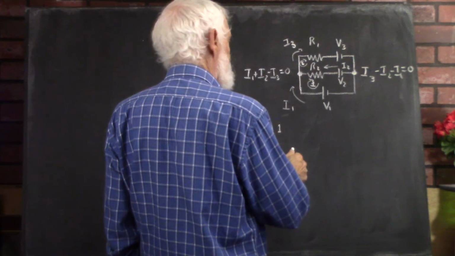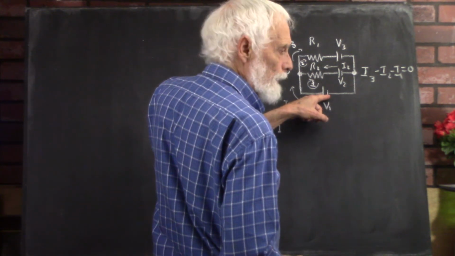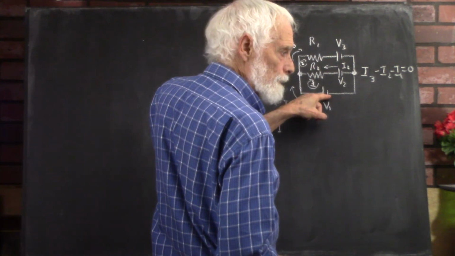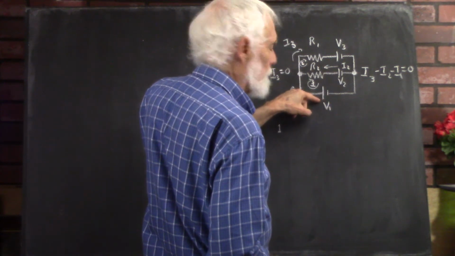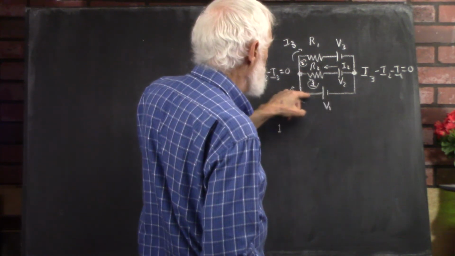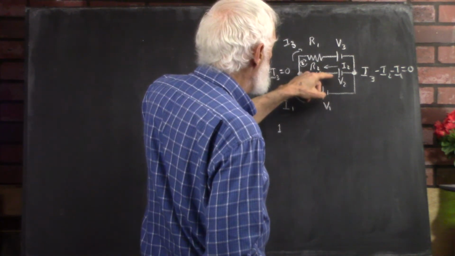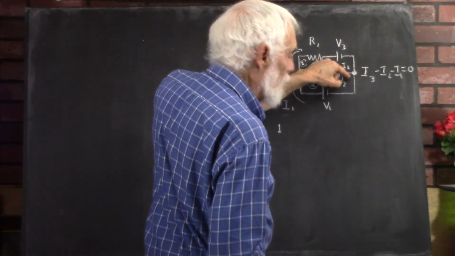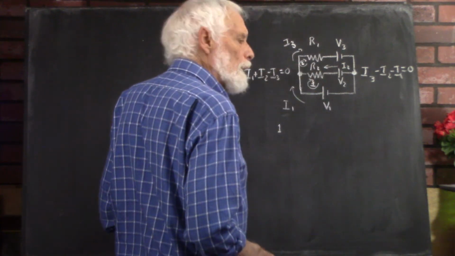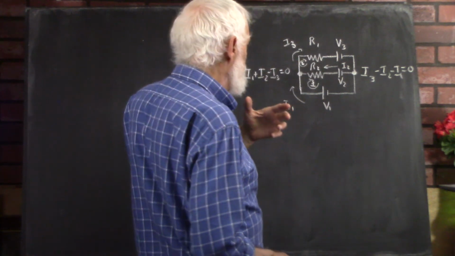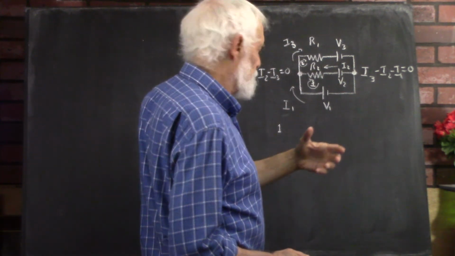In loop 1, if you go from the short, which is the negative terminal, to the long, which is the positive terminal, your voltage goes up. So if you go from here to here, your voltage goes up by V1. If you go around the loop to here, your voltage goes down by V2. And if you go through a resistor, your voltage goes down by the product of the current and the resistance.